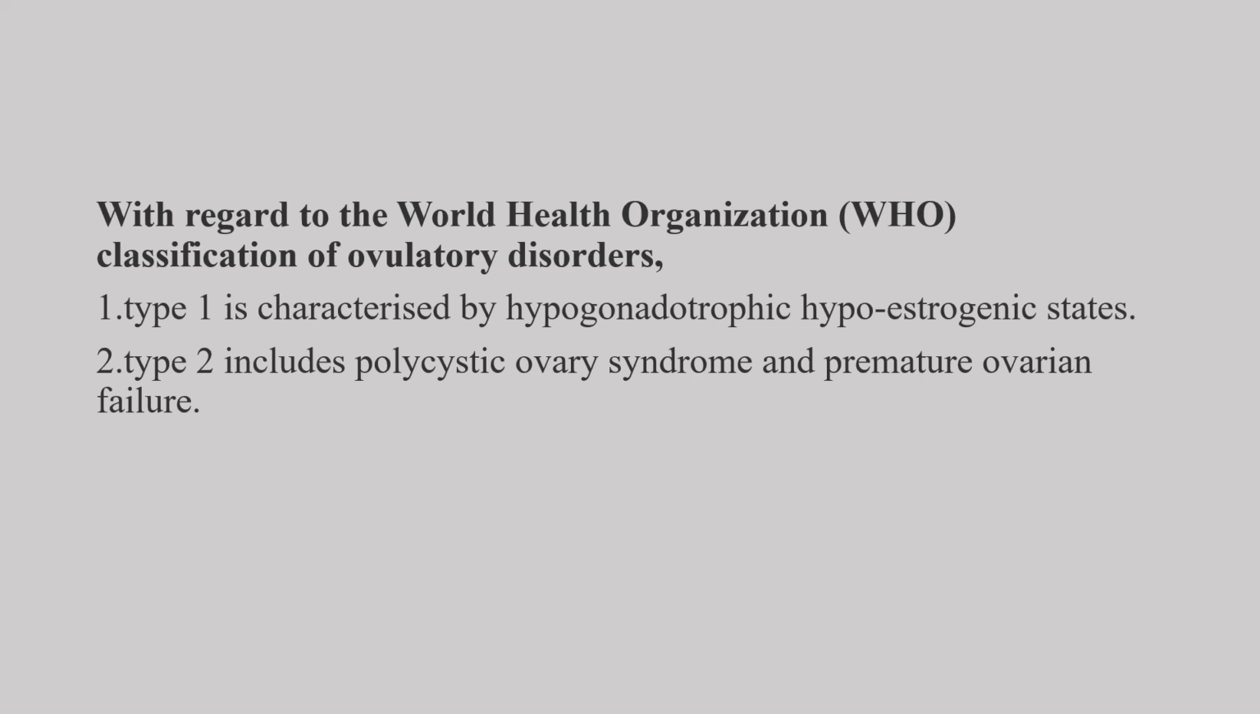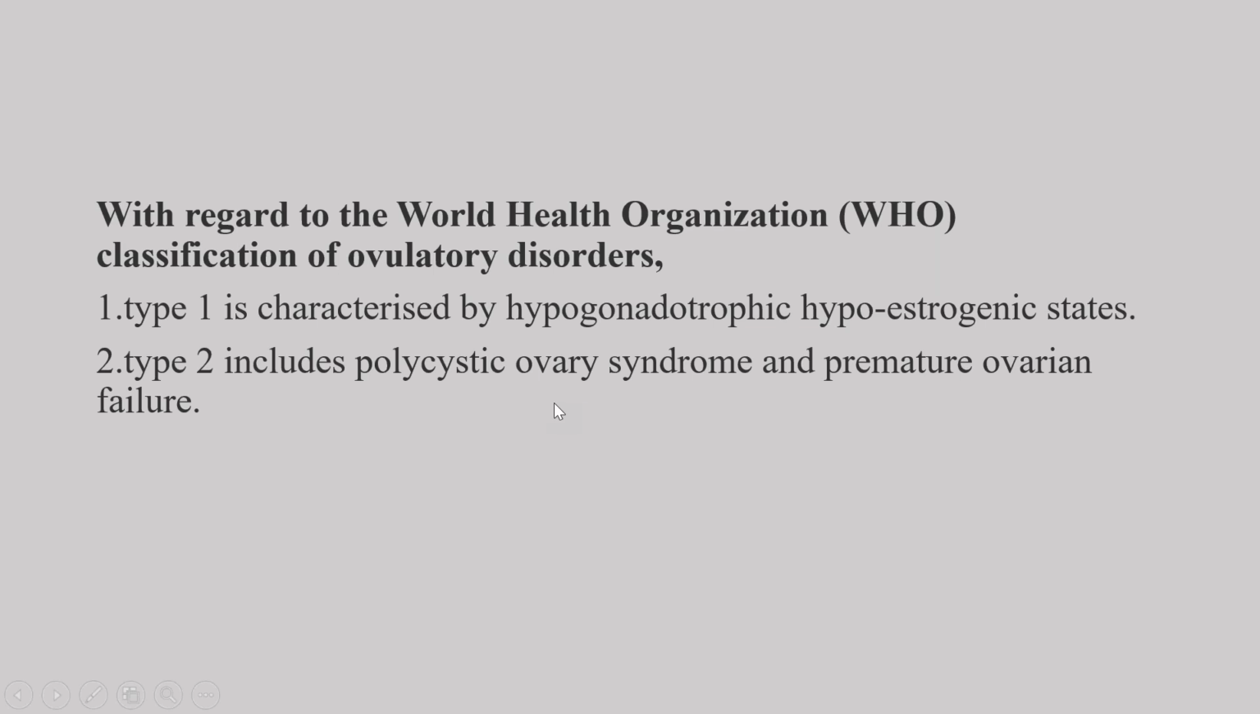Now these are the CBT questions. You will have to answer in true or false. With regard to the WHO classification of ovulatory disorders, type 1 is characterized by hypogonadotropic hypoestrogenic states. Is it true or false? Please answer. True. Yes, type 1 is hypogonadotropic hypoestrogenic. This is true. Gonadotropins are low, estrogens are also low.